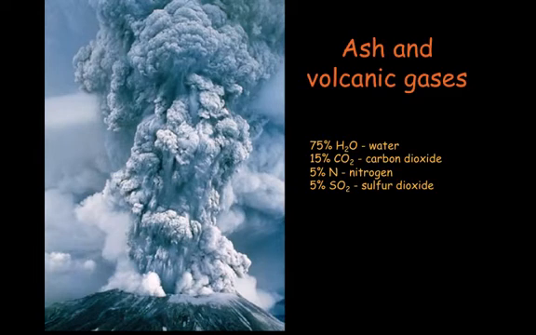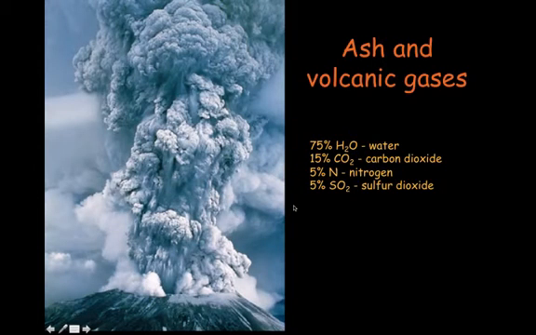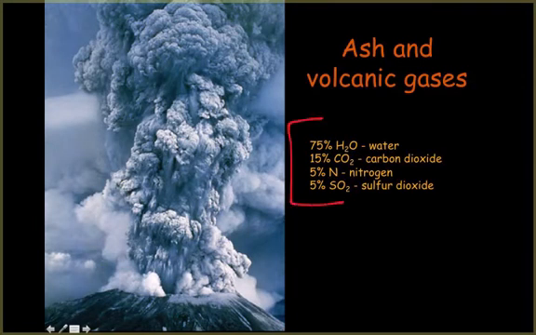I mentioned volcanic ash and volcanic gases. These are the two most voluminous products out of a volcano. And the gases that are erupting most commonly are water, carbon dioxide, nitrogen, and sulfur dioxide.